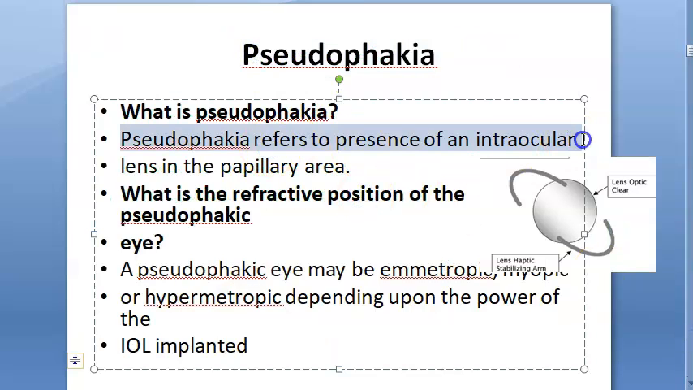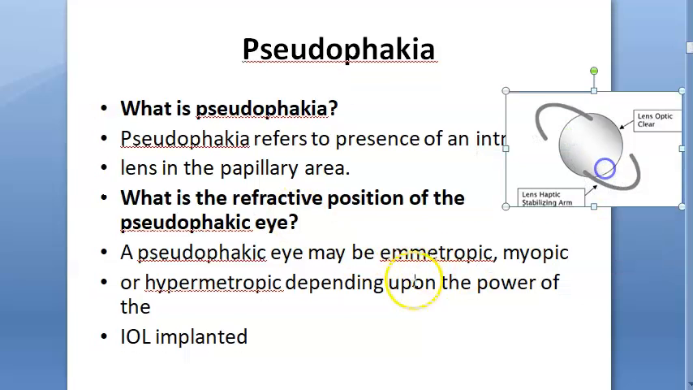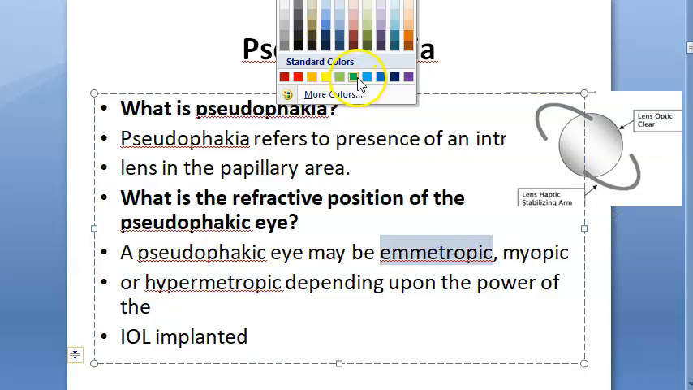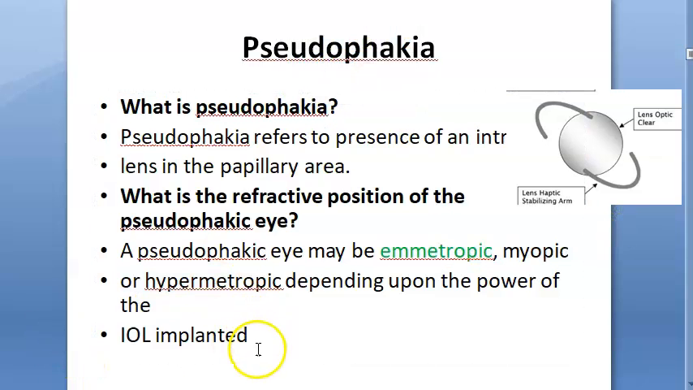Pseudophakia, we told you, is when there is presence of an intraocular lens in the pupillary area. What is the refractive position of the pseudophakic eye? It may become emmetropic, that means perfect, 6/6, or it can become myopic or hypermetropic, depending on the power of the IOL implant. Basically, what do we want to do? We want to make it emmetropic, right? We want them to have perfect vision.